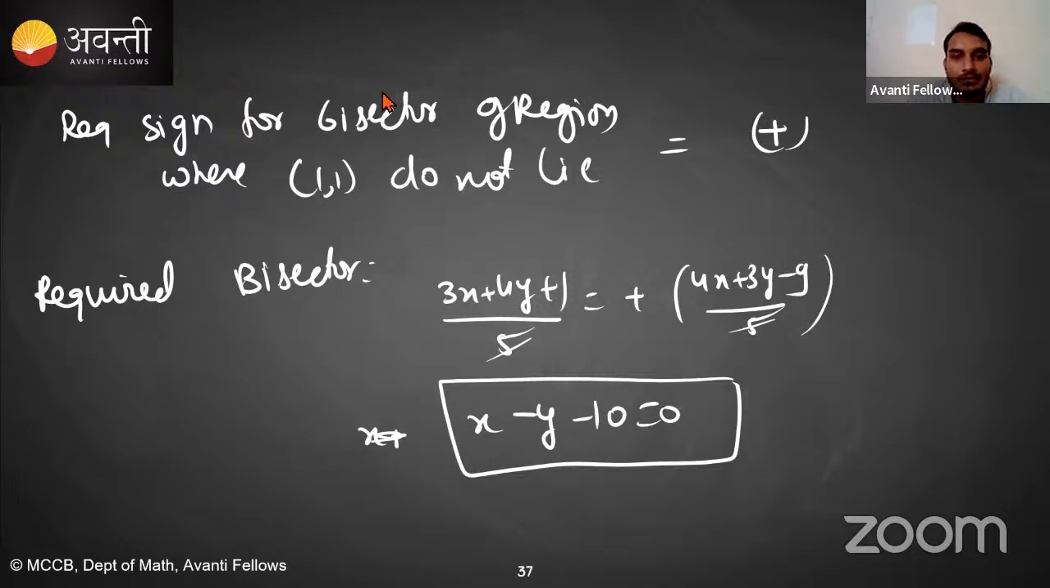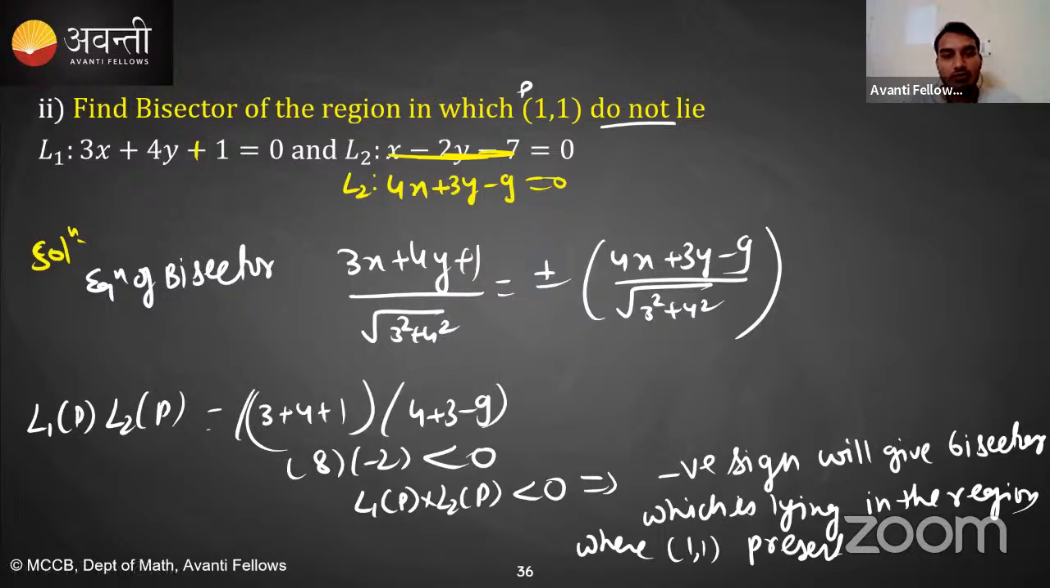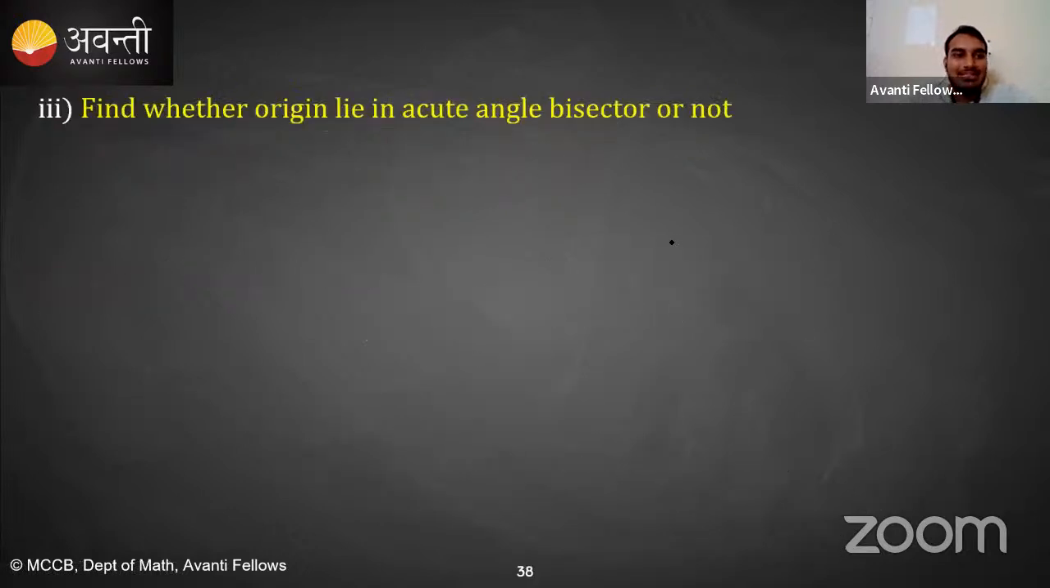Is this clear, students? Tell me quickly in the chat box how many of you understand this question. So we calculated L1p into L2p. So L1p into L2p was negative. So it means negative sign will give me the bisector of the region where (1, 1) is lying. But question is asking where (1, 1) do not lie. So positive sign दे देगा. Yes or no? Is this clear? Any doubt, students? Tell me quickly in the chat box. Is there any doubt? All clear? Okay. So shall I move further? आगे चले? चल.